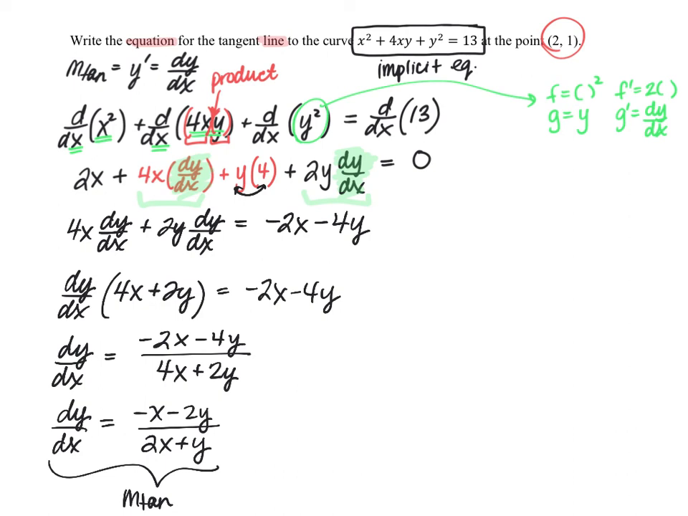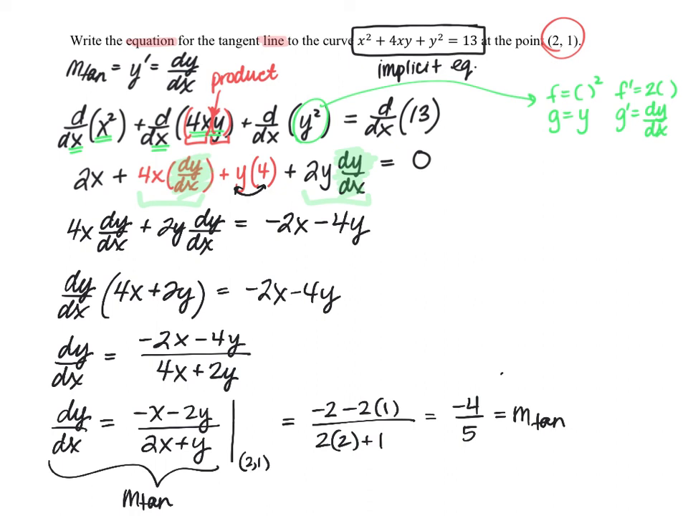So one way to notate that is to draw a vertical line and put the coordinate down here, (2, 1). And that's just telling the reader that you're going to be substituting in 2 for x and 1 for y. So that would be negative 2 minus 2 times 1, all divided by 2 times 2 plus 1. So that looks like negative 4 divided by 5. And again, that's the slope of the tangent line specifically at the coordinate (2, 1).